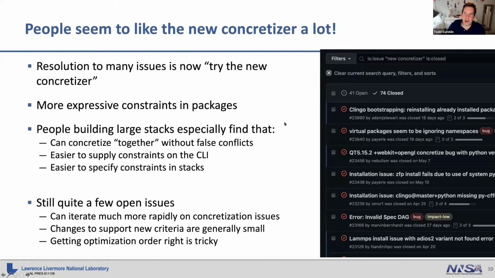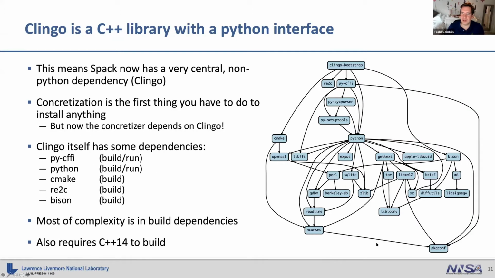This has fixed a lot of bugs in Spack. So if you search on the repo, there are tons of issues that have been fixed by the new concretizer, where now we're doing something more sensible, and so people seem to like it. They want to use it, but again, it's a C++ library. We have to build this whole thing to get the solver working, and so it's a chicken and egg problem. Concretization is sort of the first thing you have to do to install anything. We would have to do it to construct this graph.